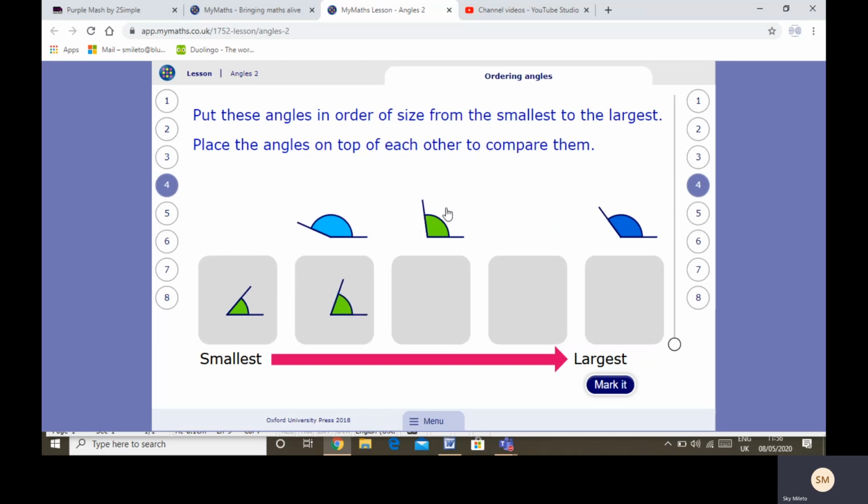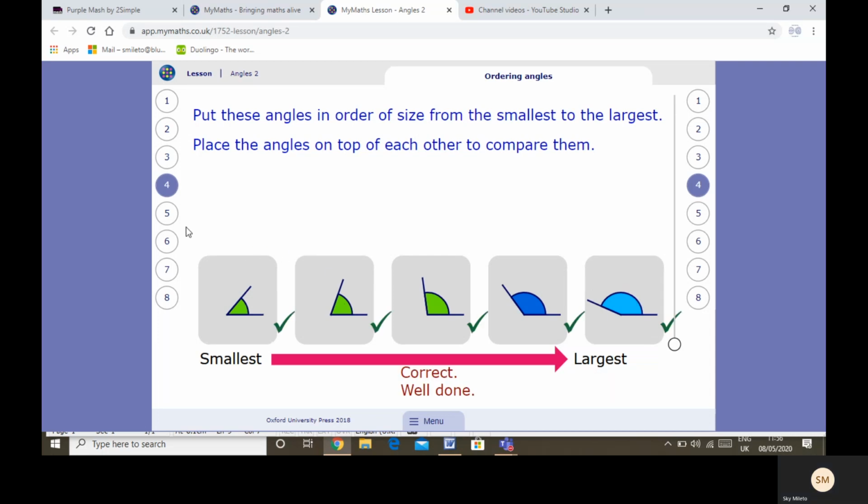Now I can see that these are all actually obtuse, because this line, if I carried it on, wouldn't be going straight up, okay? So if it was going straight up, it'd go up here. So this one must be still obtuse, but I can see this one's more obtuse than this one, so it must be that one, then that one, and then this large obtuse angle right at the end.